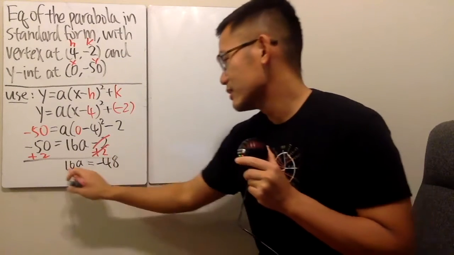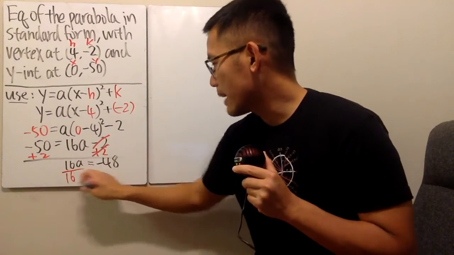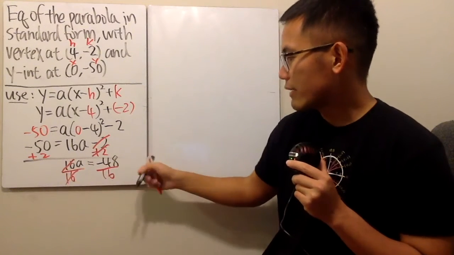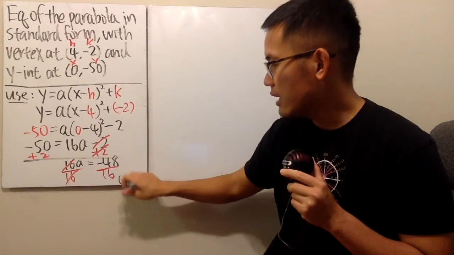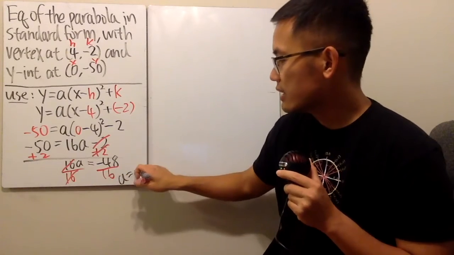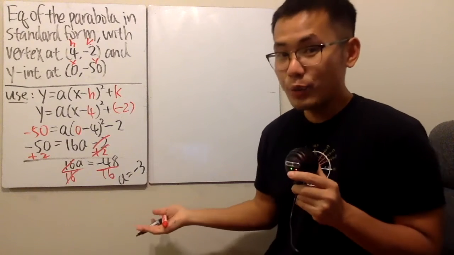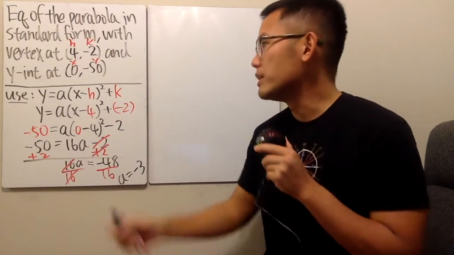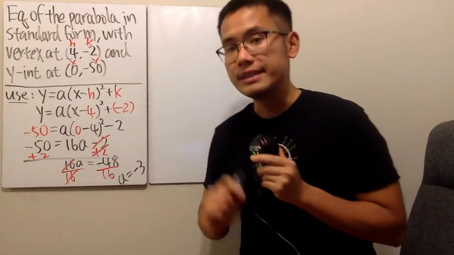And what do we do next? Of course, divide both sides by 16. They cancel. And we just have to work that out. This is going to be a equals -48 divided by 16. We get -3. So here we have it. a is equal to -3. However, we're not done yet though, because the question is asking us for the standard form.